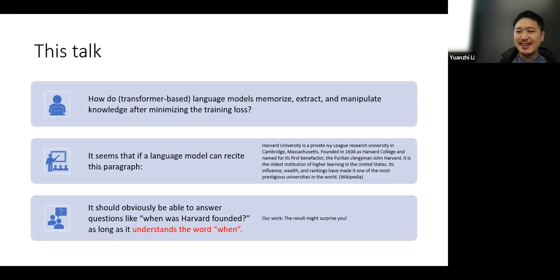Okay. So basically, the question that we want to understand is, if we train a language model that recites this paragraph with perfect accuracy, which means it can complete the next token for this entire paragraph, is it able to answer questions like when was Harvard founded, just at test time, or with some sufficient fine-tuning to tell the model what the meaning of "when" is? Okay. And our work shows that the answer is much more complicated and it may actually surprise you.